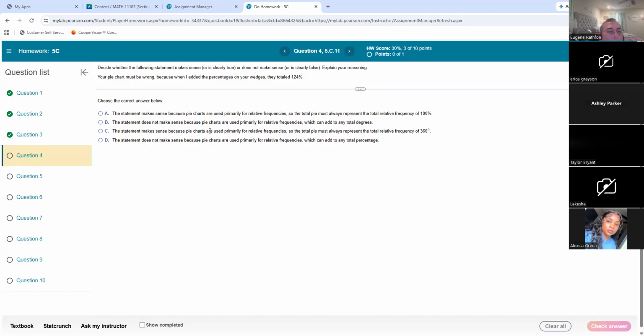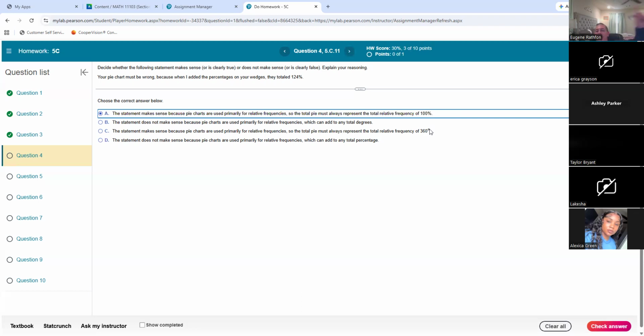I mean, no, we want to say A or C. My bad. So A, that sounds good, right? Because remember, the total relative frequency has to be 100%, okay? And y'all, I don't even know what they're doing down here. They're talking about 360, how many degrees are in a circle. Whew, we don't care about that. We're caring about that 100%. Good job.